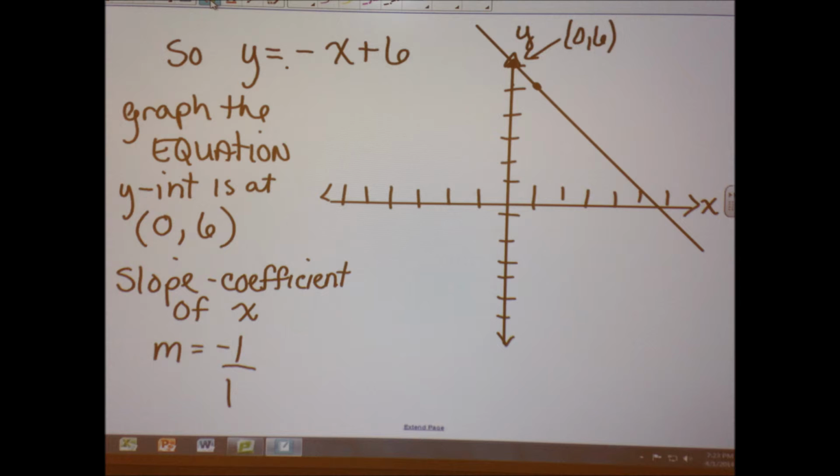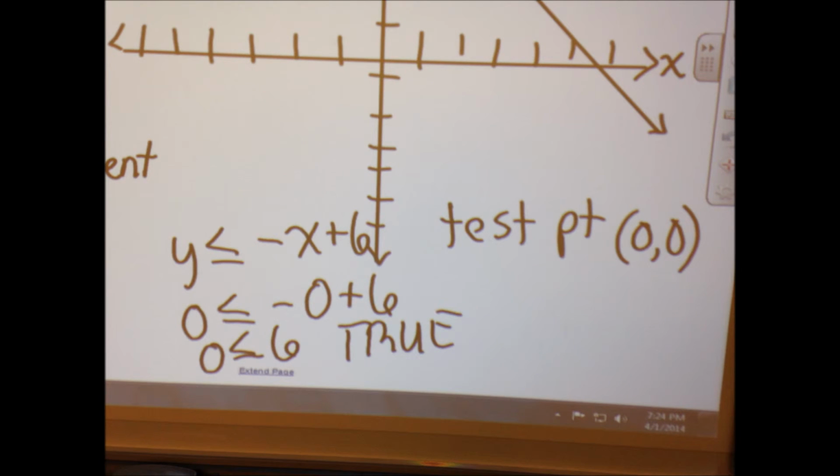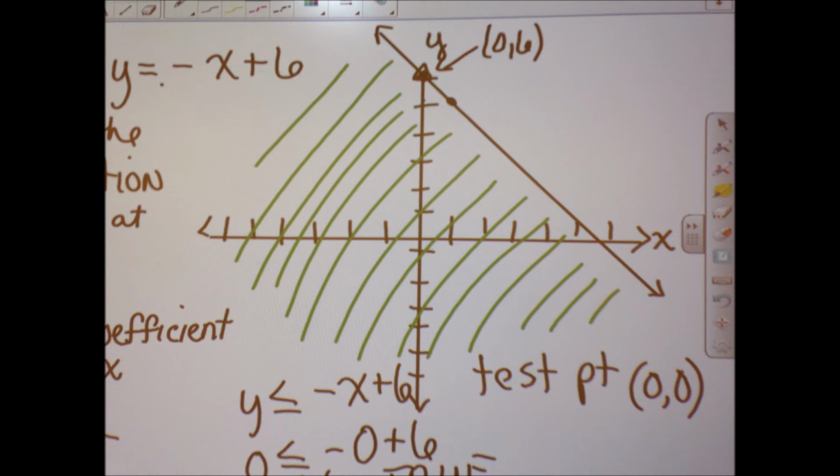Now for the inequality, we have to consider which side of the line satisfies the inequality. So we're going to test the point 0, 0. When we plug it in, we get 0 is less than or equal to 6. This is true, so that is the side of the line that we want to shade in.